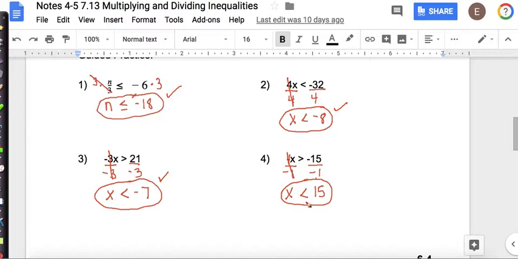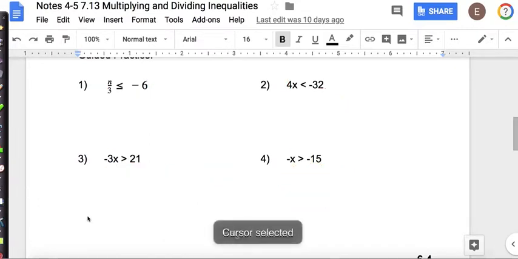Let's check it. Pick something less than 15. So I'm going to choose 14. So negative 14 is greater than negative 15. Yes, that's true. So put a check mark. And let's write flip here and flip here. These are the only two we flipped. And why? Because in this one we divided both sides by a negative, and in both of these, we divided them both by a negative.